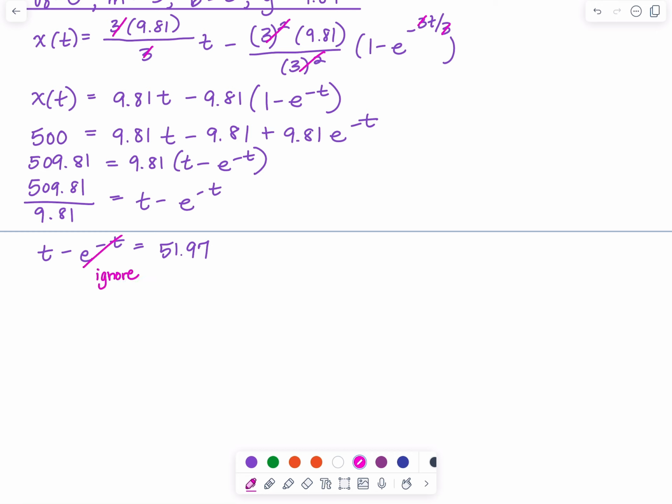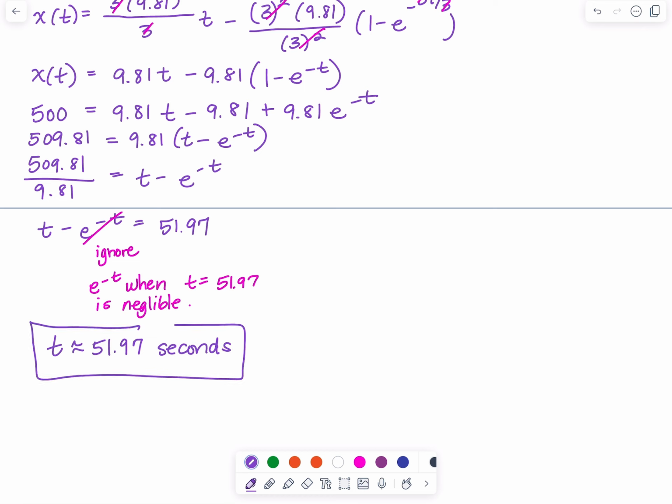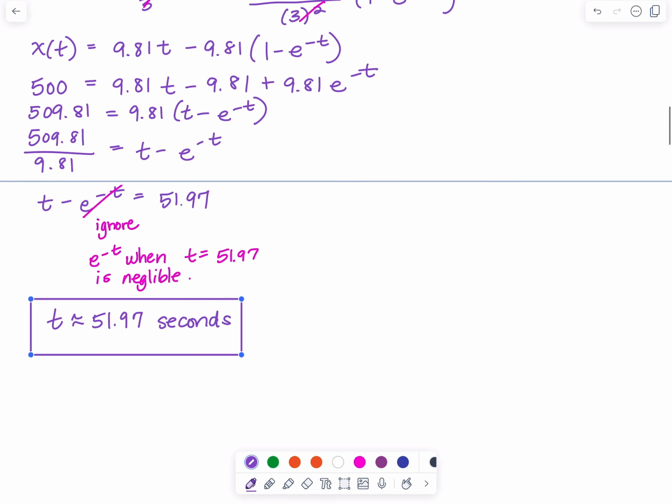So if we ignore this and we let t equal 51.97, what we will see is that e to the negative t, when t is equal to 51.97, is negligible. So we will ignore that, and we do obtain our approximation that t is approximately 51.97 seconds. And that is when the object will strike the ground.